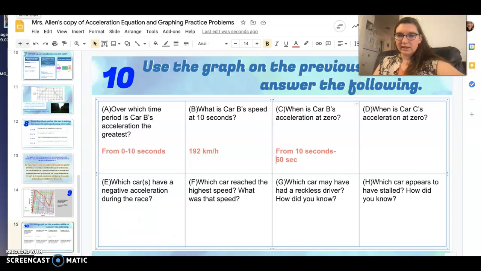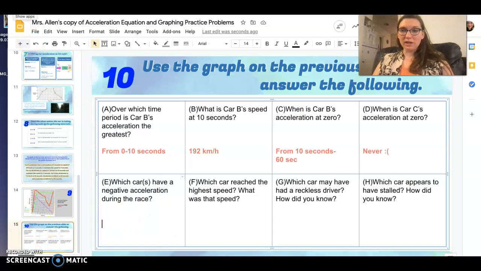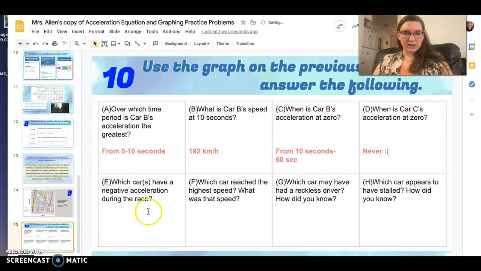When is car C's acceleration at 0? Car C is pink, and its acceleration is at 0 nowhere really. It's accelerating a lot here, and it's decelerating a lot here. Now which cars have a negative acceleration during the race? Negative acceleration means a negative slope on this velocity time graph. So we definitely have car C and also car D.